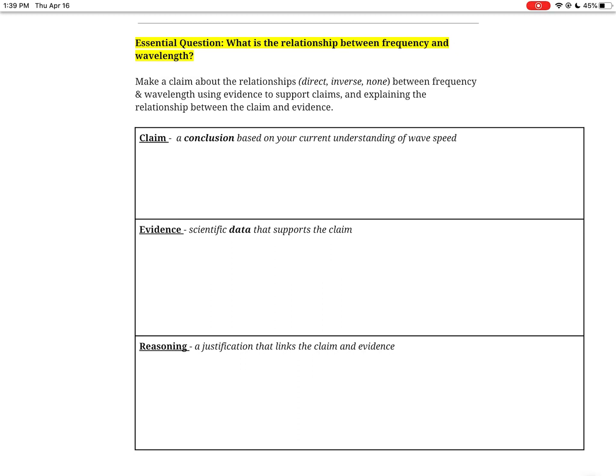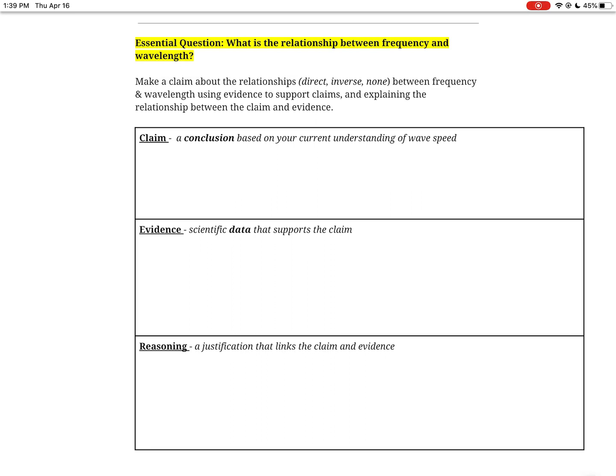Remember the terms we use to define relationships, direct or inverse. None would mean that there is no relationship between them, that if one of them changes, it has no effect on the other. So how do they interact, or how do they influence each other? Does one of them increase when the other decreases? Do they both increase or decrease together? That will be your claim. The relationship between frequency and wavelength is what?